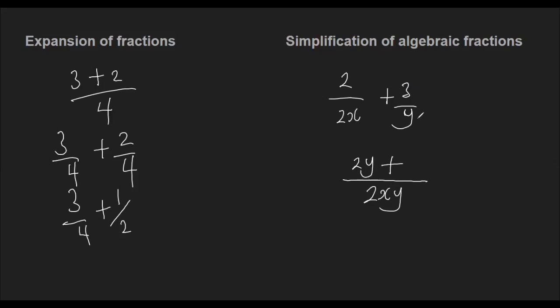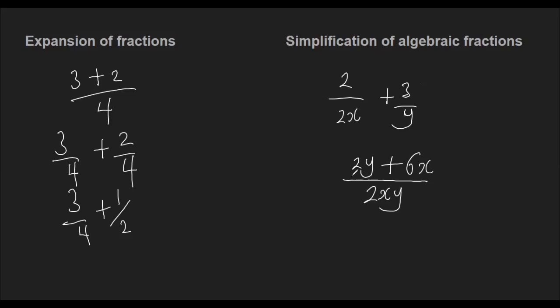Plus, we divide 2xy by y. When we do that, we're going to have 2x. We multiply that result, which is 2x, by 3. We're going to have 6x. So we are done simplifying this algebraic fraction. And here we have it.